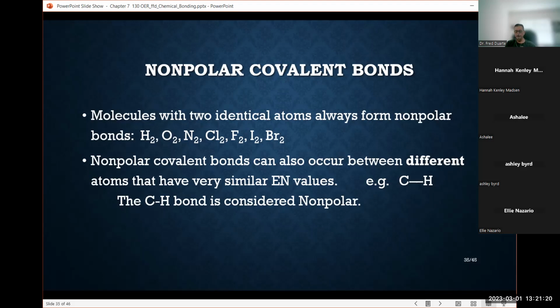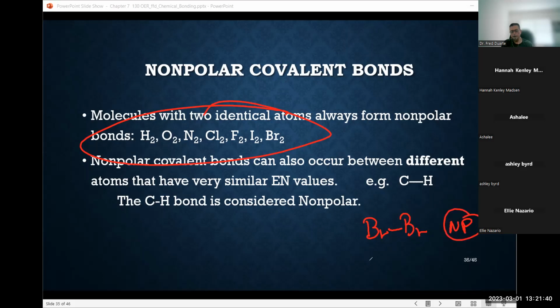And because the electronegativity of the carbon and hydrogen is basically the same. Now, let me ask you a question. Stating what we just stated here, if I had a Br-Br bond, we agreed that this is a nonpolar bond. But what if I were to replace one of the bromines with chlorine? Would that bromine-chlorine bond be a polar bond or a nonpolar bond?